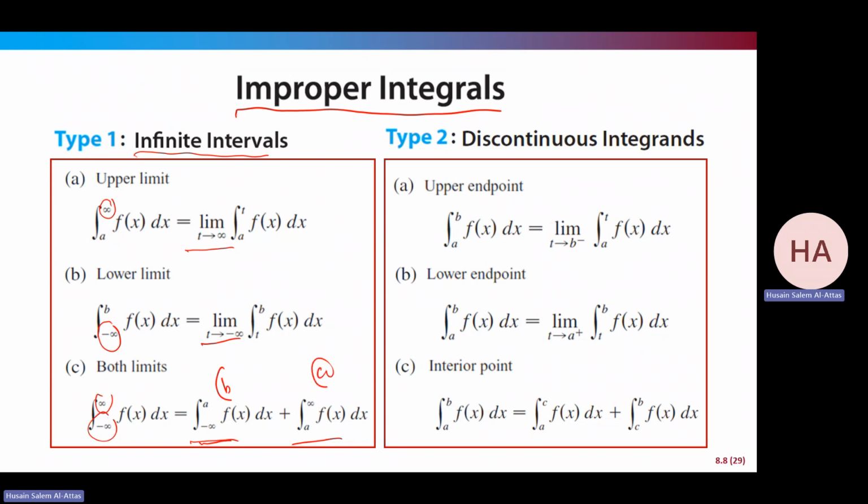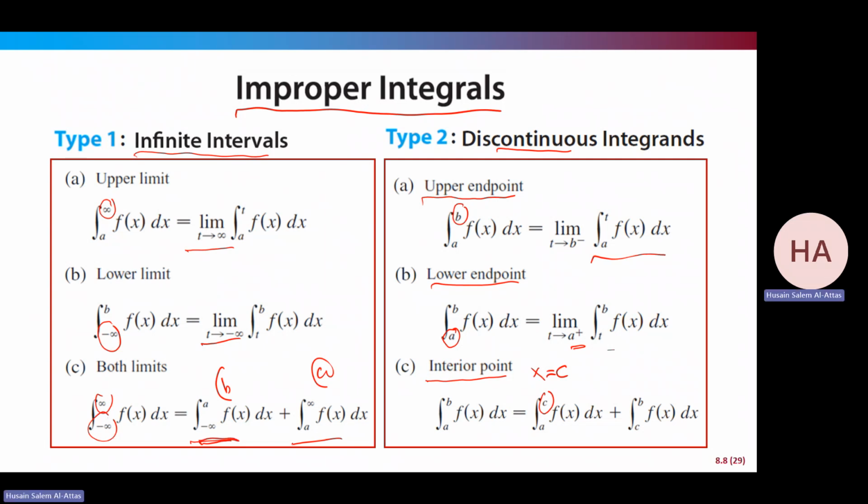So the problem will have two things, the integration and the limits. If you have a discontinuity in the upper endpoint B, you take the limit as t goes to B from the left, and do the calculation. If the problem is in the lower endpoint A, then I take t goes to A from the right, do the integration, and then find whether the limit exists or does not exist. If I have an interior point, x equals C, where I have a discontinuity, I make the integral from A to C and from C to B, and then check them.